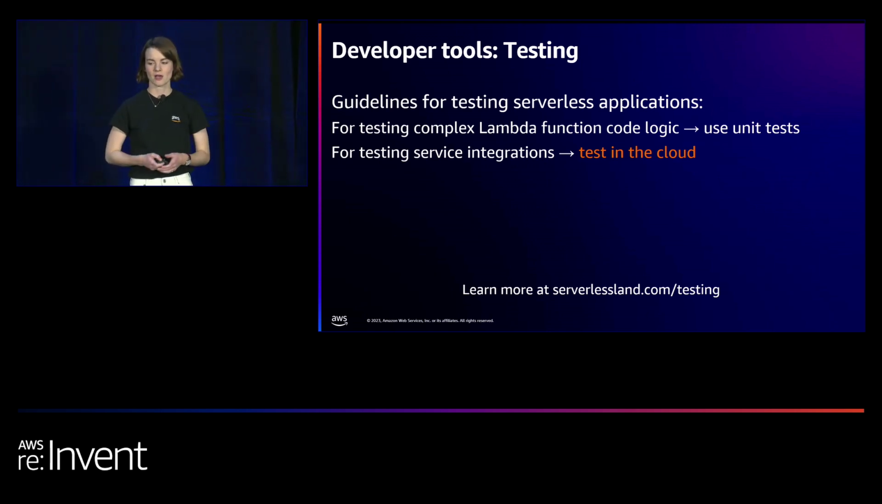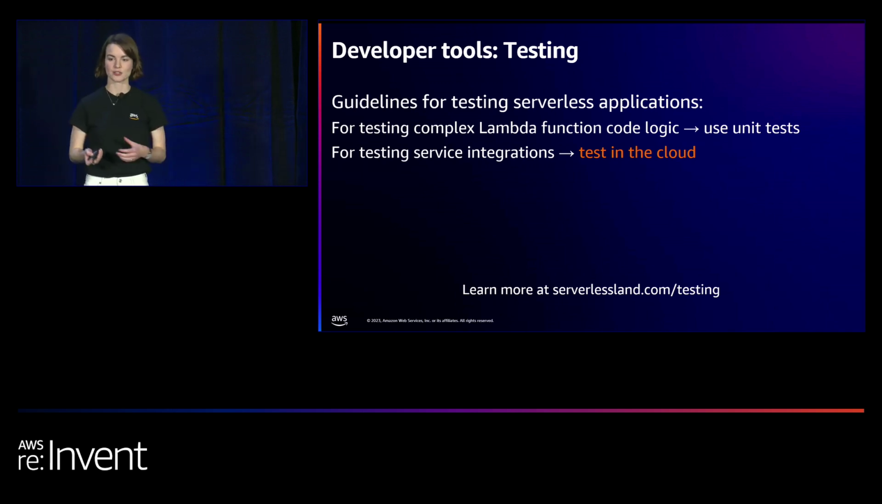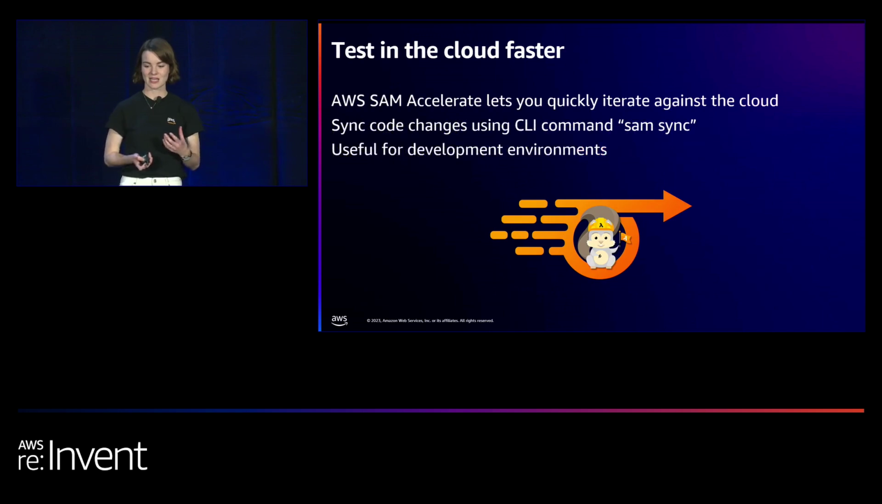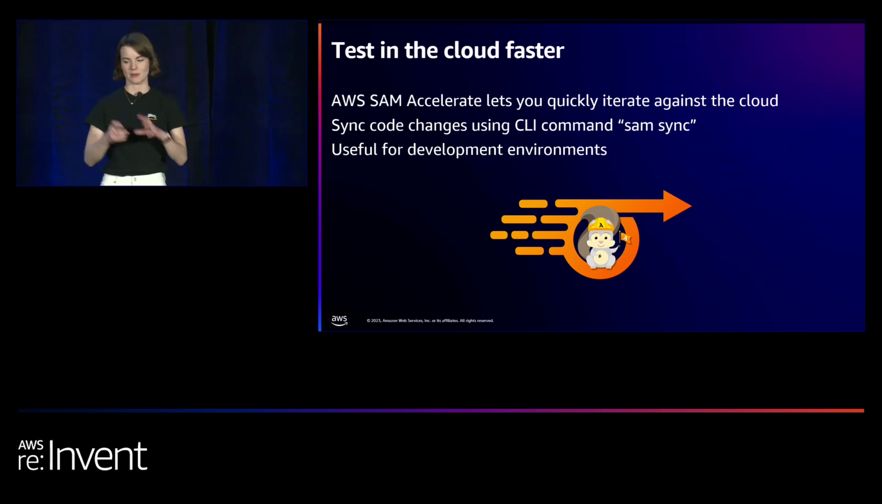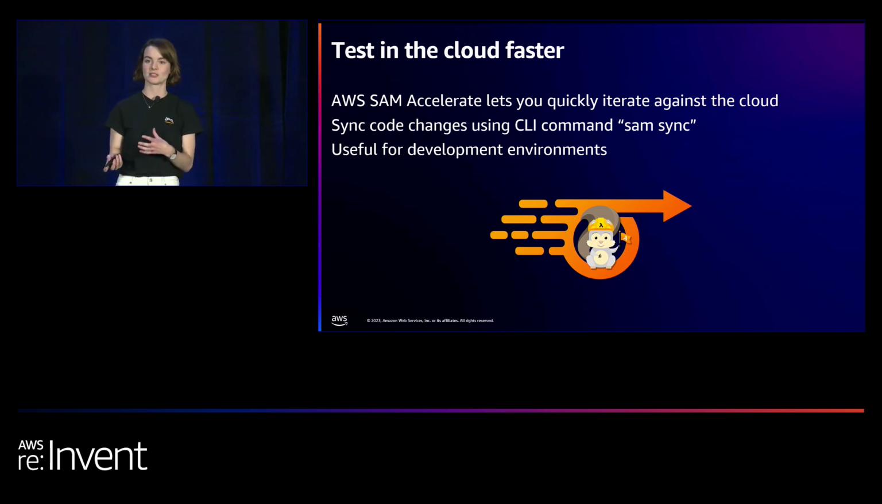One of the things that we have built within the SAM toolchain to help you do this even faster is SAM Accelerate. What this allows you to do is quickly sync new function code up into a development environment. And this will allow you to move very quickly. You don't need to wait for an entire application deployment, entire resource and infrastructure deployment of your application. You can just sync up that function code and get your testing cycles to run that much faster.